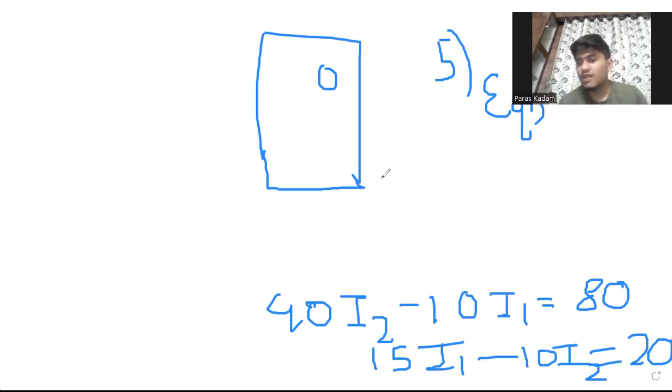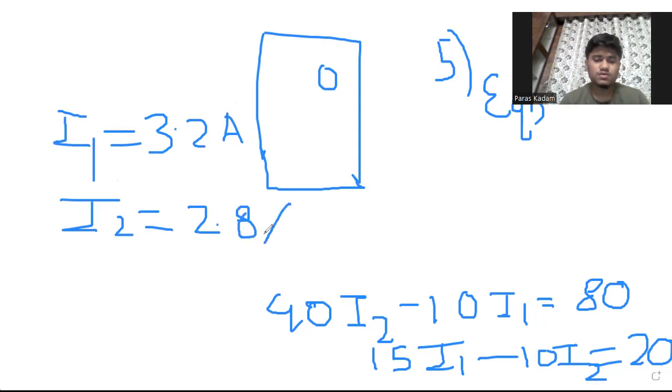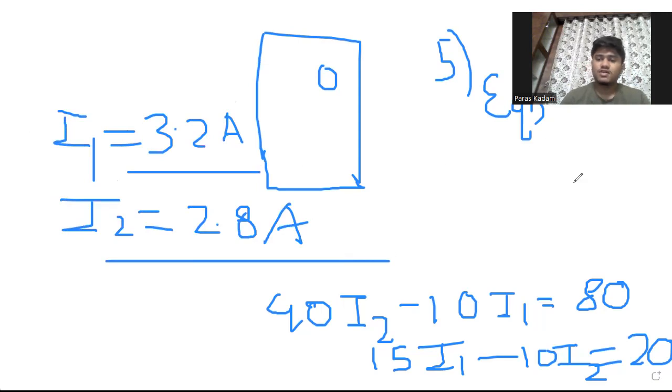I am getting the value of I1 to be 3.2. This is the value of I1, which is 3.2 ampere. Then I'm getting the value of I2, which is 2.8. Okay, I got the values of I1 and I2. As it was a two mesh circuit, we solved directly.